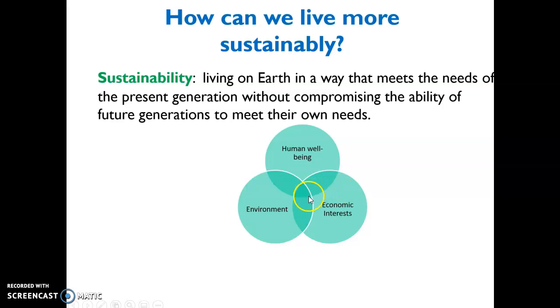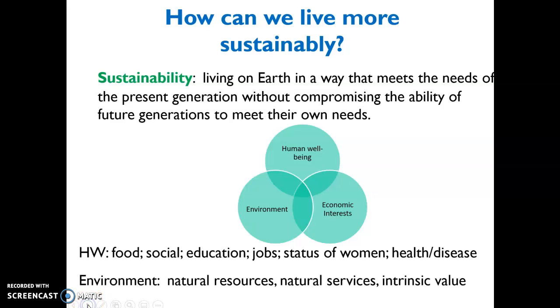So right now, there's this very small intersection of the three, where all three are met: human well-being, economic interest, and environmental protection. So the goal here is to move these circles closer together so there's more overlap, and this very small area is increased to a much larger area. So let's look specifically as to what is meant by human well-being and environmental protection.